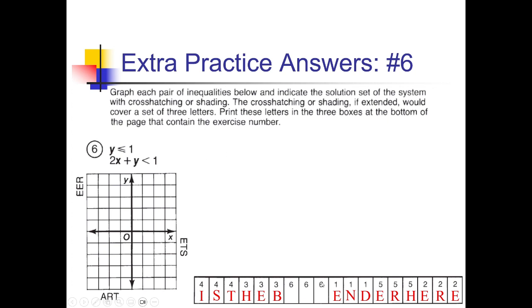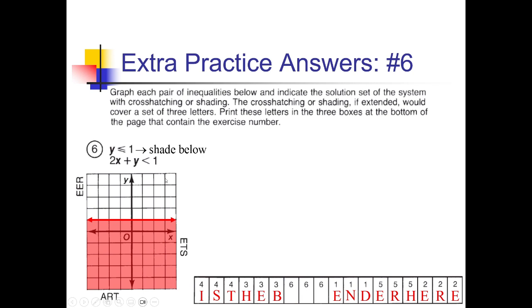Here we go now with our final problem. Only 3 more blanks to fill in. So our first line here, we've got y less than or equal to 1. That's a horizontal line through y equals 1. And it's a solid line because we have the equals. Less than means shade below when we're talking about y's, so down here.